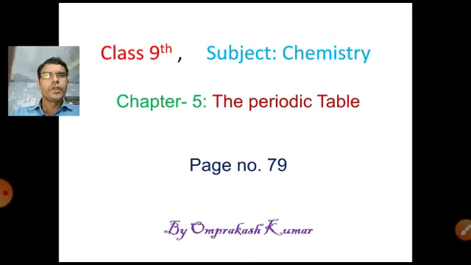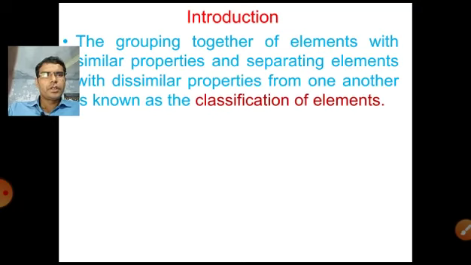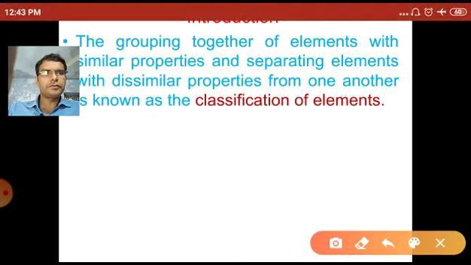Now today we start the new chapter number 5, the periodic table. Let's open your chemistry book and come to page number 79. Introduction about this chapter. Now here are some terms.